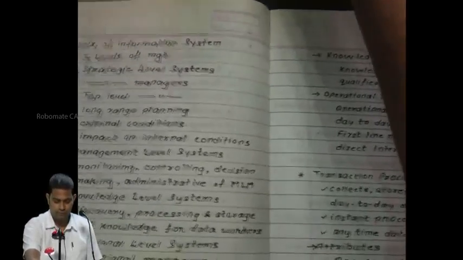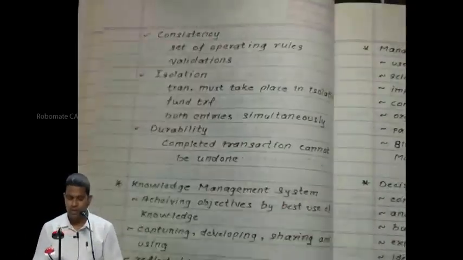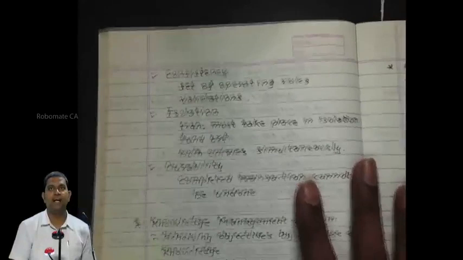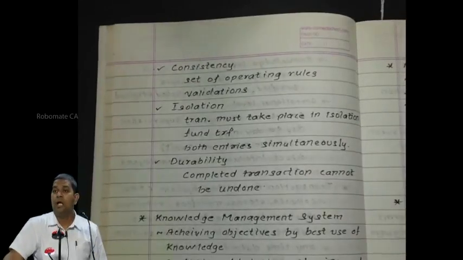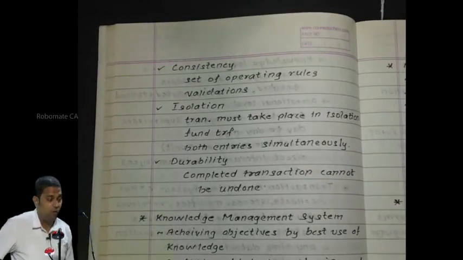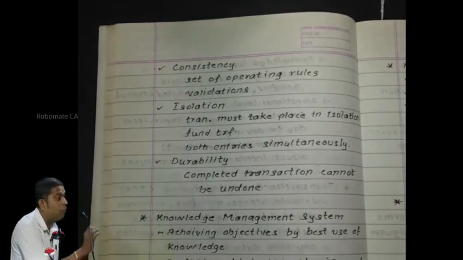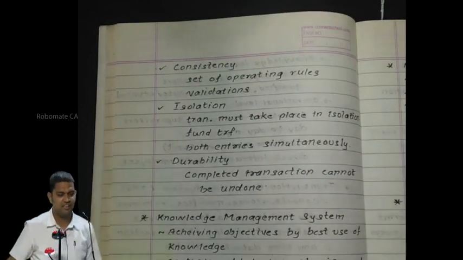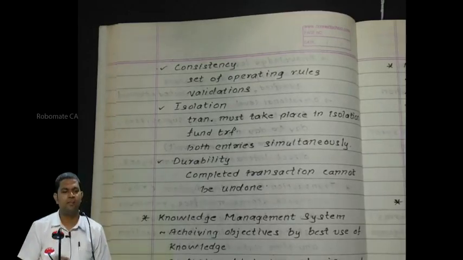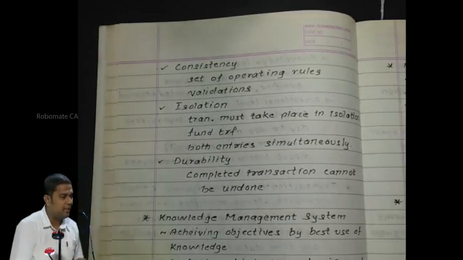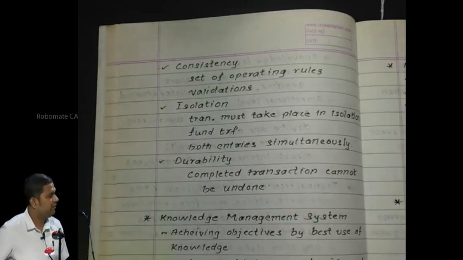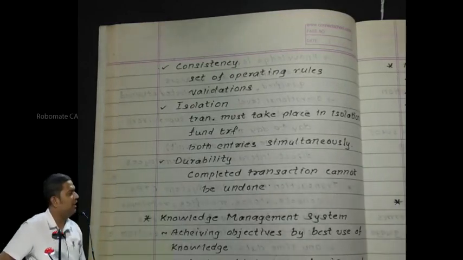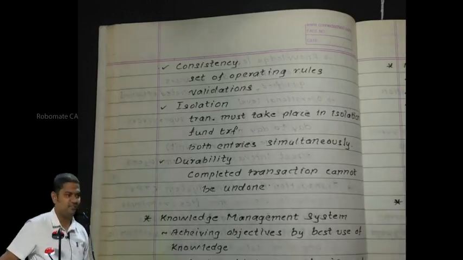Okay. Then the next one is called consistency. Consistency refers to the transaction following certain specific operating rules. It's very simple. The data which has been collected by a transaction should be valid. Bharat, today is your birthday. What's your age today? 18.